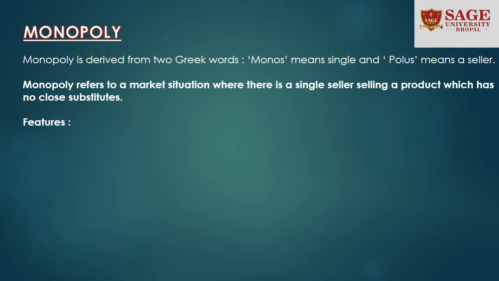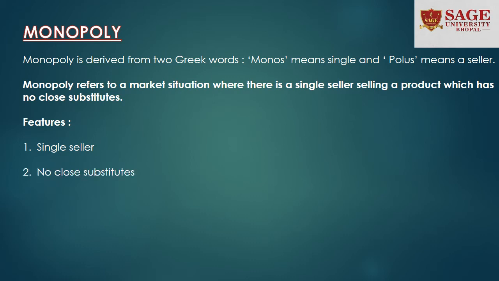Let us look at the features of monopoly. First, single seller. Under monopoly, there is a single seller selling the product. As a result, the monopoly firm and industry are one and the same thing. The monopolist has full control over the supply and price of the product. However, there are a large number of buyers of monopoly product and no single buyer can influence the market price.